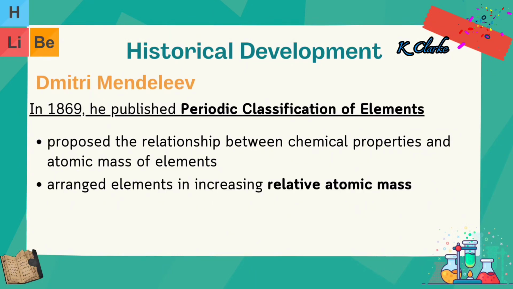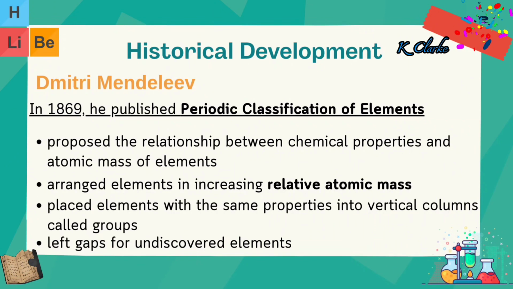In 1869, Dmitri Mendeleev, a Russian chemist, published the periodic classification of elements, where he proposed the relationship between chemical properties and atomic mass of elements. He arranged elements in increasing relative atomic mass, as Mendeleev noticed a recurring pattern when the elements were placed in horizontal rows. Furthermore, with this arrangement, Dmitri Mendeleev found that chemically similar elements can be placed in vertical columns.